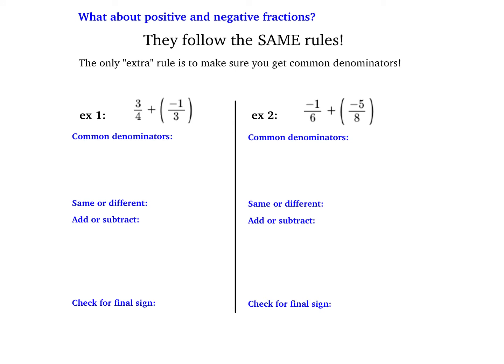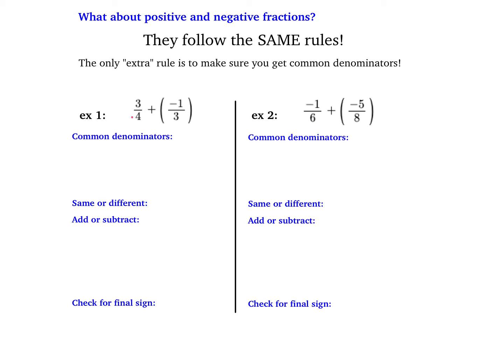With fractions, the only extra rule is to make sure you get common denominators, and I recommend doing that first. So remember, you cannot add or subtract fractions together until you make them equal sizes of those common denominators. So looking at my denominators of 4 and 3 on this first example, a number that 4 and 3 both go into would be 12.